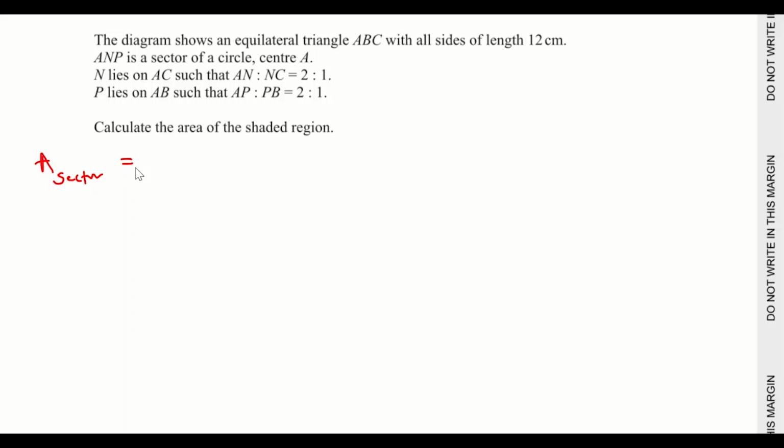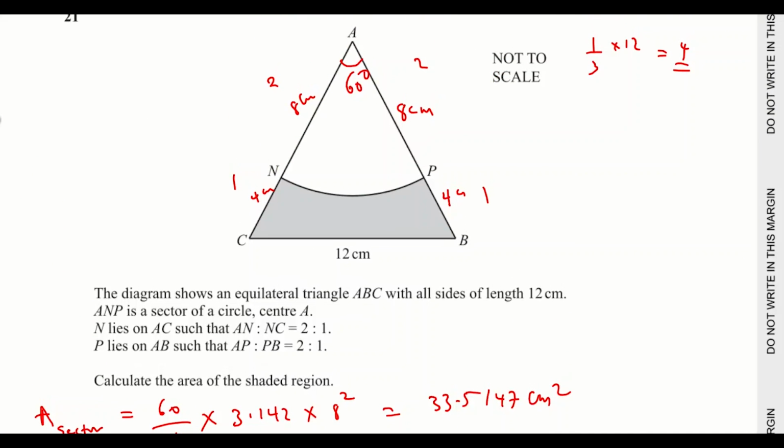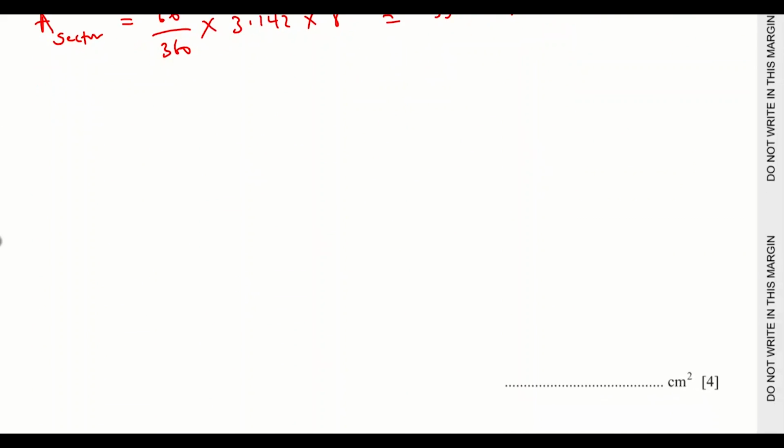Okay, so the area of the sector equals theta, which is 60 over 360, times pi, which is 3.142, times the radius, which is 8, squared: pi r squared. Okay, so this gives 33.5147 centimeters squared. Then we need to calculate the area of the equilateral triangle. Since we have 3 sides, we can use Heron's formula.